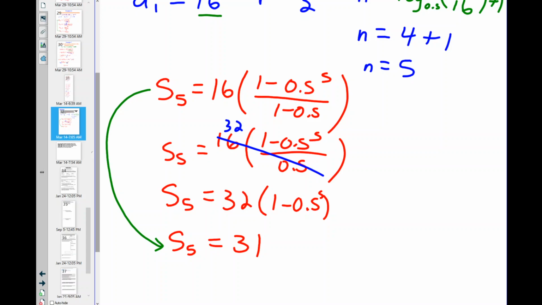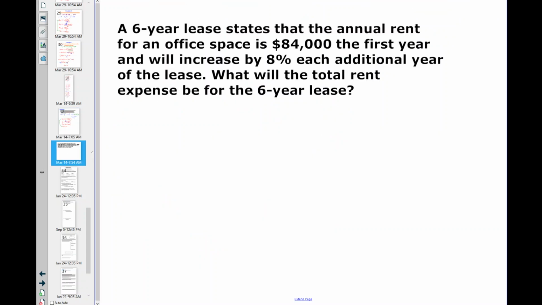This one's for Alexis because she loves word problems. Take another one here. This is an important one. Hint, hint, hint. A 6-year lease states that the annual rent for an office space is $84,000 for the first year, and it will increase by 8% each additional year. What will the total expense be for the 6-year lease?